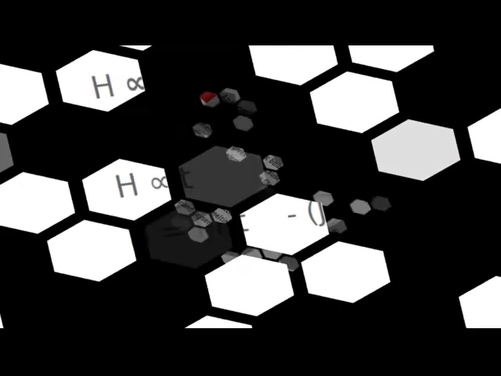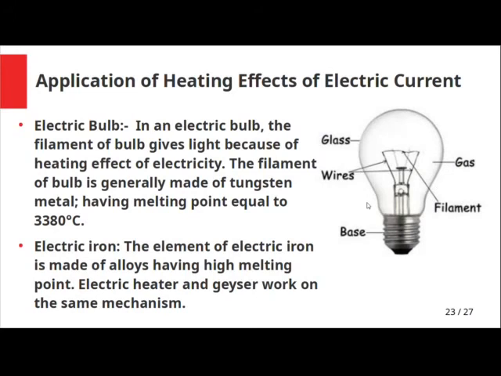Applications of heating effect of electric current. Electric bulb. In an electric bulb, the filament gives light because of the heating effect of electricity. The filament of the bulb is generally made up of tungsten metal having a melting point of 3380 degrees Celsius. Electric iron. The element of an electric iron is made up of an alloy having a high melting point, and electric heater and geyser work on the same mechanism.